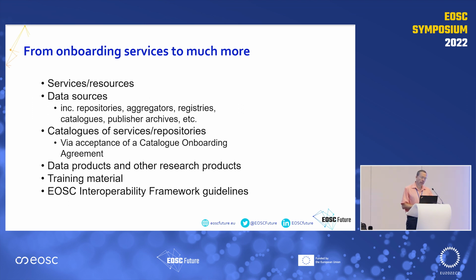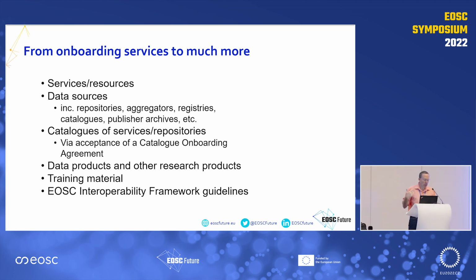So we started out by onboarding providers, services and resources, but over the last year we've really diversified into onboarding a lot more different things. Data sources, which could include repositories or aggregators of data, registries, etc., to catalogues themselves. So here we're talking about different catalogues. We have this central catalogue, but we also have communities, organizations, and projects who have their own catalogues of resources. Well, clearly, if they want to become part of EOSC, it would be a royal pain for them to onboard every single item within their catalogue. So we offer the possibility of onboarding a whole catalogue in one go.